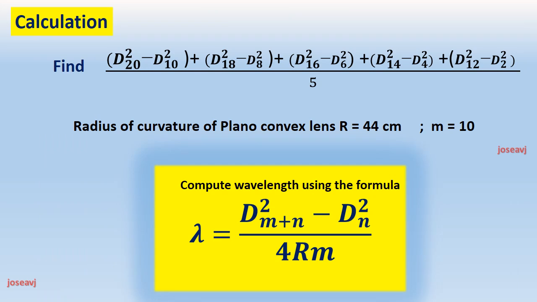The radius of curvature of the plano-convex lens R is equal to 44 cm and m is equal to 10. Compute wavelength using the formula lambda equal to (Dm+n square minus Dn square) divided by 4Rm. On substituting the values, we get the value of wavelength of the monochromatic light.